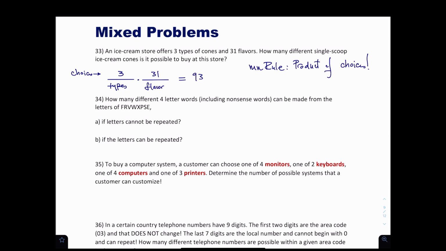How many different 4-letter words, including nonsense words that don't have to make sense, it's just a mathematical rearrangement, can be made from the letters of the following word? So I have 1, 2, 3, 4, 5, 6, 7, 8. So the total number of letters here is 8. Just write that so I won't forget. Now it says 4-letter words, so I have to have 4 positions.